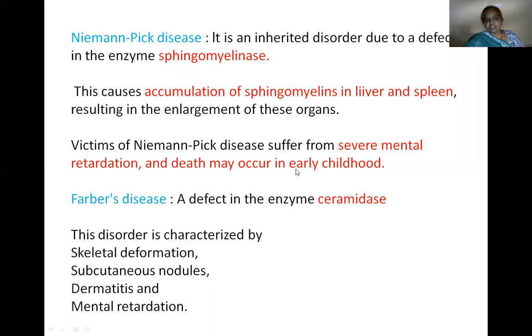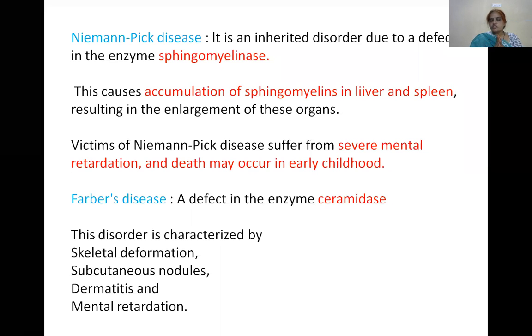Niemann-Pick disease is mainly due to the deficiency of the enzyme sphingomyelinase. What happens with this deficiency? It leads to the accumulation of sphingomyelins in the liver and spleen, which leads to enlargement of these organs. The characteristics of Niemann-Pick disease are severe mental retardation, and death may occur in childhood. What is Fabry disease?